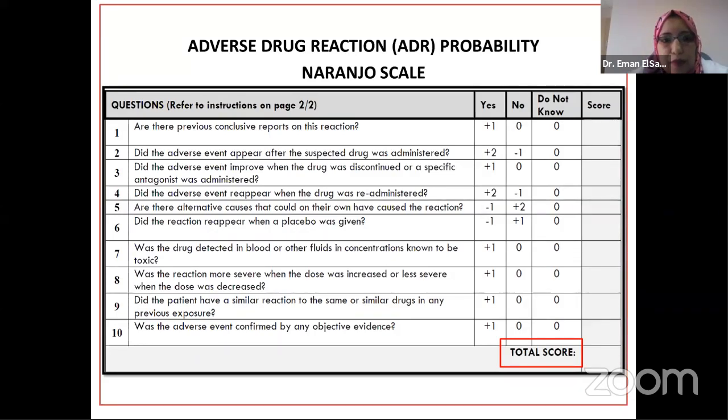For example, are there any previous conclusive reports? Did this reaction happen after the medication was given? Is there any other reason that may cause this ADR? If we re-challenge with this medication, is there any objective evidence, does the patient have a similar reaction, similar to this ADR? After that, we calculate the total score.